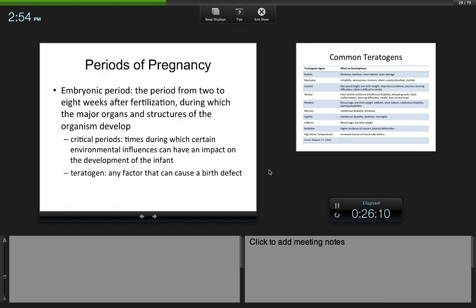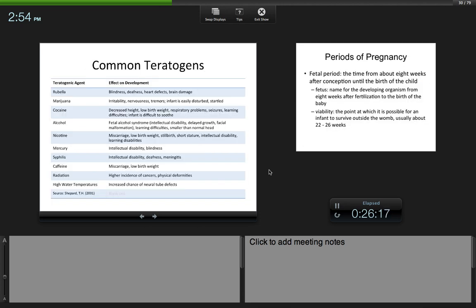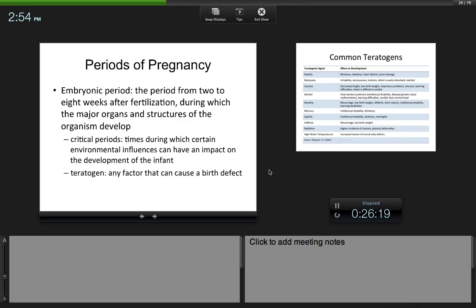The embryonic period is from about 2 to 8 weeks after fertilization, during which the major organs and structures start to develop, right? The organism is starting to develop. We're starting to see some specialization in what's happening here.